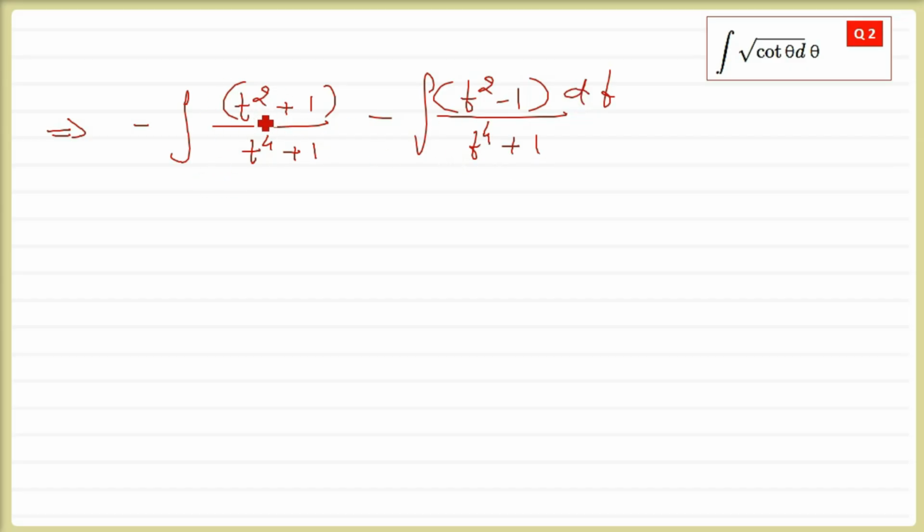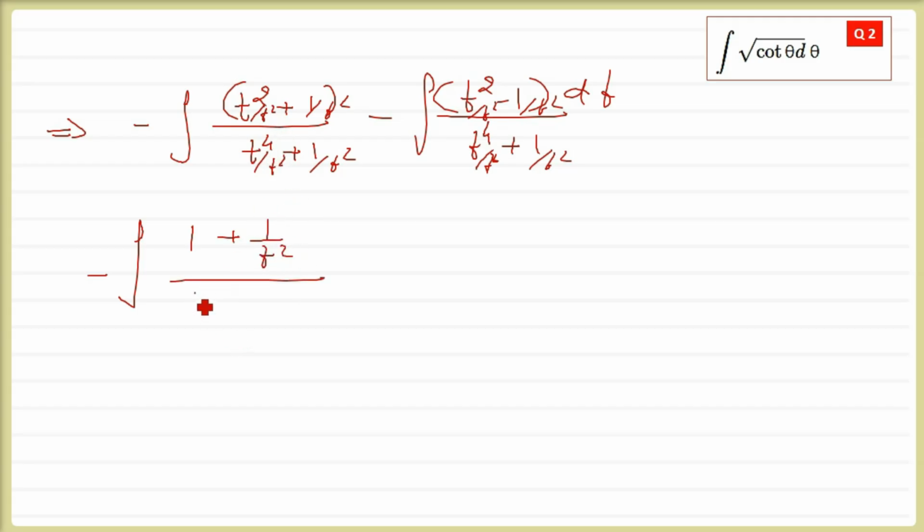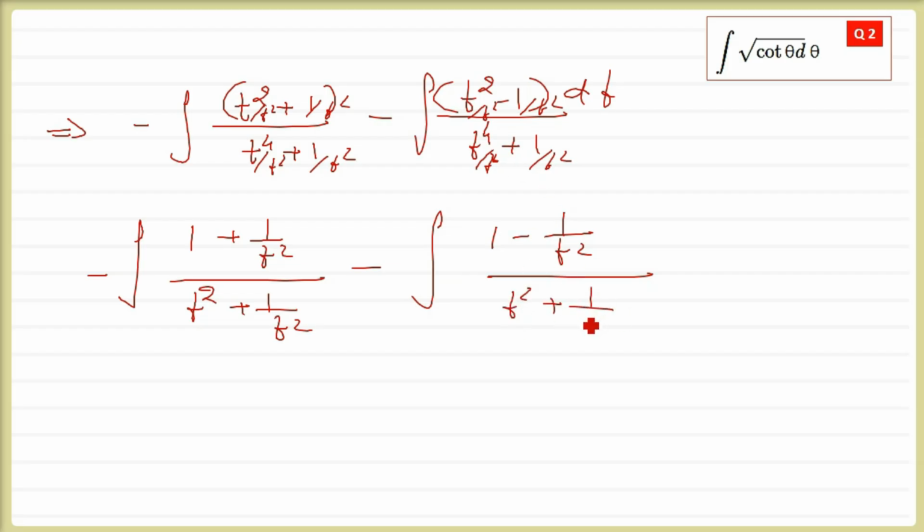Now divide numerator and denominator by t square as we have done in question number 1, the previous question. Divide every term by t square and see what you get. So minus integration, this will be 1 by t square, this will be t square plus 1 by t square, minus integration of (1 minus 1 by t square) divided by (t square plus 1 by t square), and we have dt in both the cases.